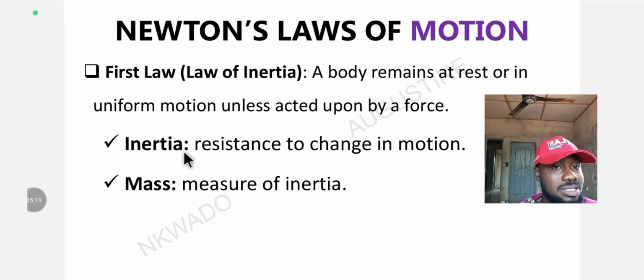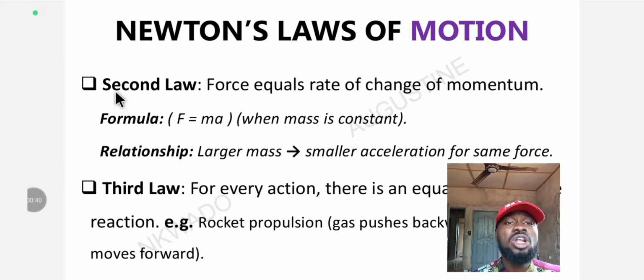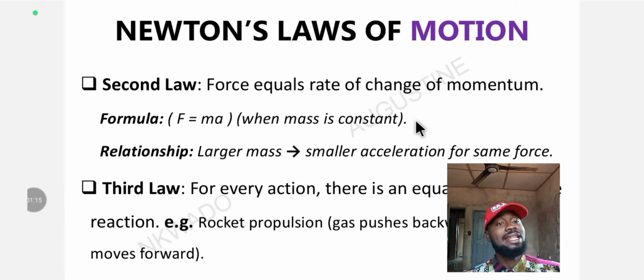And what is mass? Mass is the amount of matter contained in a body. Newton's second law of motion states that force equals rate of change of momentum. So the rate of change of momentum of a body or system is directly proportional to the applied force. Any force applied on a body is equal to the rate of change of momentum. If I use my leg to kick a ball now, that is the force. That kick I give the ball is the force applied to that body, which is the ball.